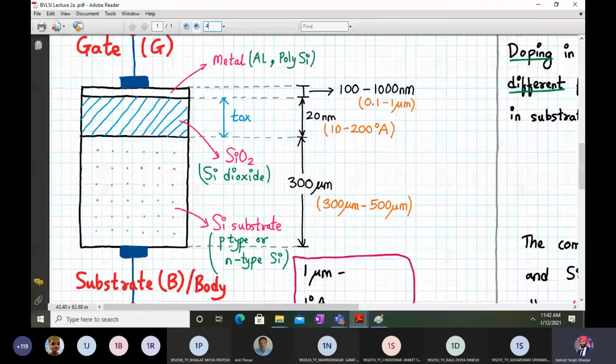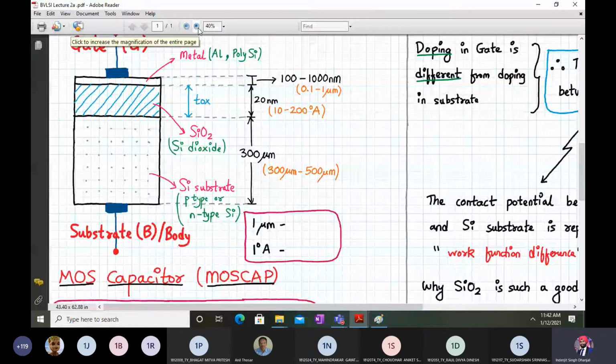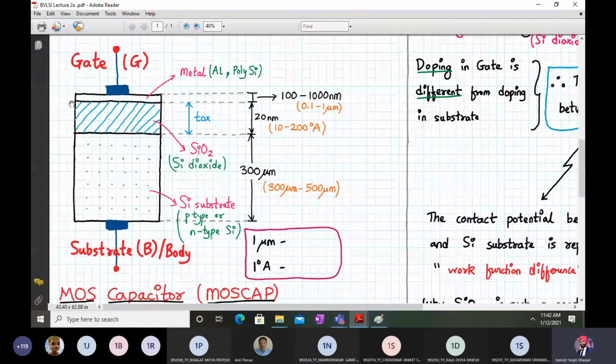So it is a two-terminal device. The first terminal is called the gate, which is the gate metal, and the second terminal is called the substrate or the body terminal. Now it has one more name, bulk. So either we can call this a substrate, or capital B, or body.